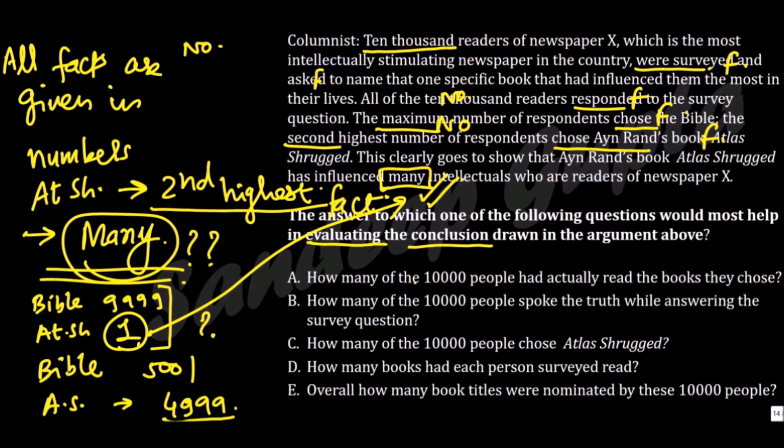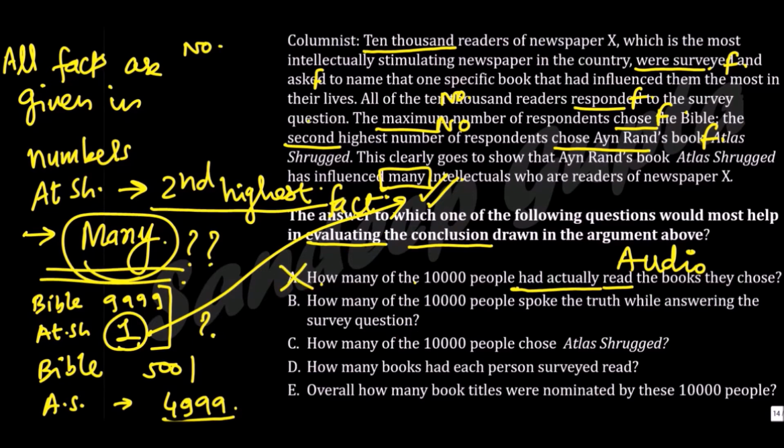Now let's see all the other answers. In this case, it is written: how many of the 10,000 people had actually read the book. In today's day and age, it is not at all necessary to read the book per se, because you can have an audio book, for example. So there is no need for people to read the book. And apart from that, it will still not tell me whether Atlas Shrugged impacted many people or few people. So it is absolutely irrelevant.